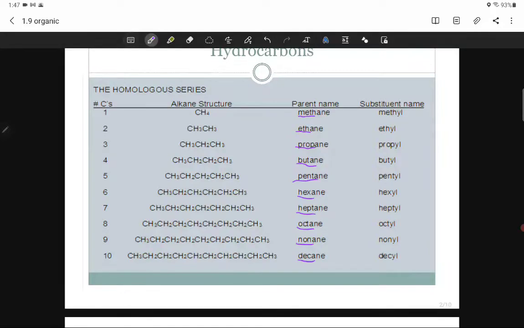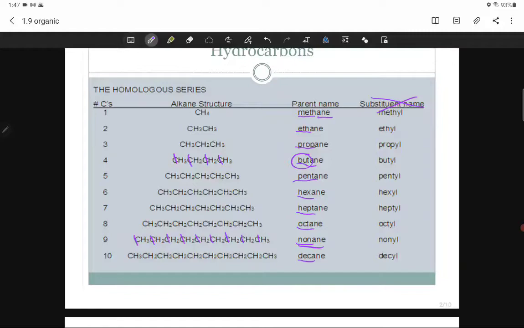In this case, it looks like all of our suffixes are anes. Don't look at this yet. But one of our suffixes is ane, and we have a bunch of other suffixes we're going to talk about. But how do you know which of these prefixes to use? You just count up the carbons. 1, 2, 3, 4, 5, 6, 7, 8, 9. So if you have 9 carbons, there's your prefix. If you have 1, 2, 3, 4, there's your prefix.